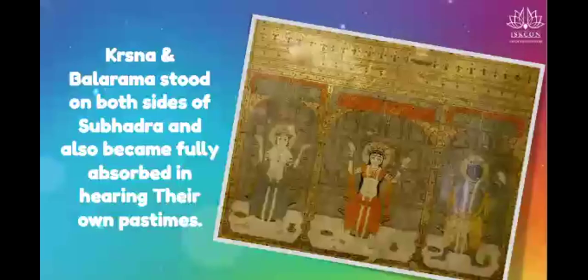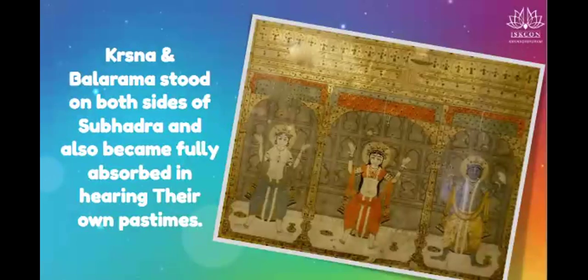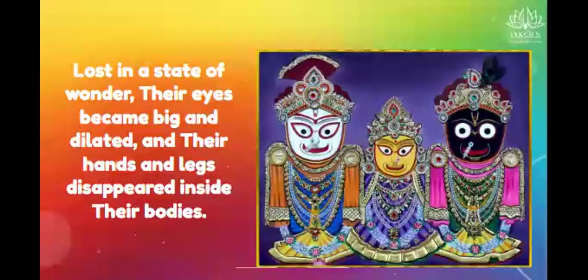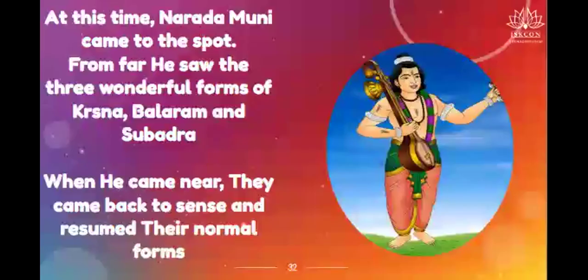At that point of time, they completely became absorbed and entered into Mahabhav Prakash. And it happened so that all their fingers, everything went inside and their eyes became very big. And there was a big, beautiful smile on all their faces, right? So they became like this. Their eyes became very big, dilated, and their hands and legs disappeared inside their bodies in that trance. Okay, so at that point of time, Narada Muni came there.